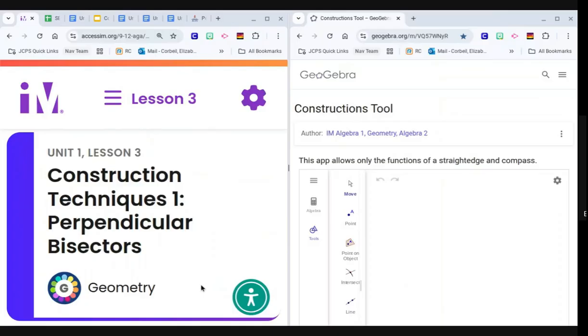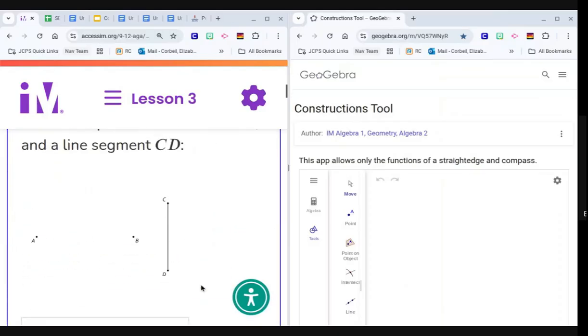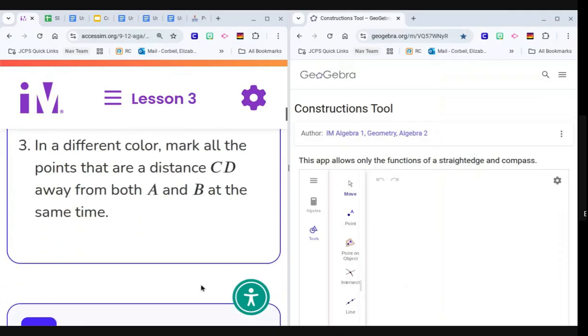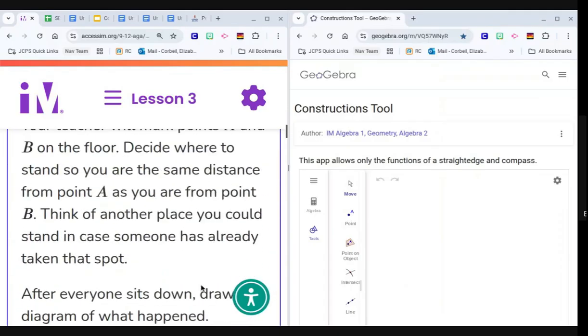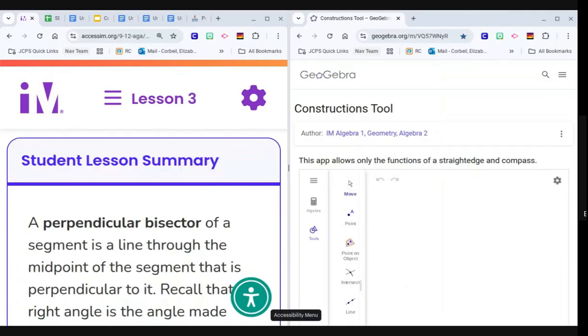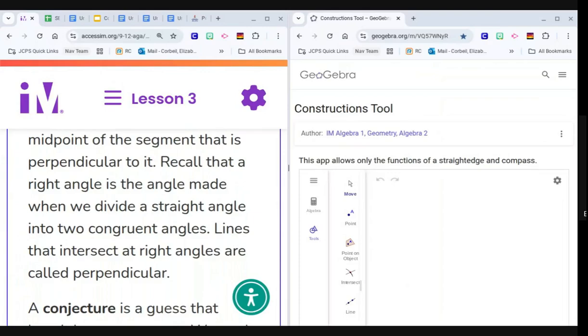So we're actually going to skip the first couple of warm-up assignments, and I want to start defining a perpendicular bisector. That way, as we construct a perpendicular bisector, you'll understand why we've chosen to do it in this way. So a perpendicular bisector of a segment is a line through the midpoint of the segment that is perpendicular to it. Something to remember is that a right angle is a 90-degree angle.